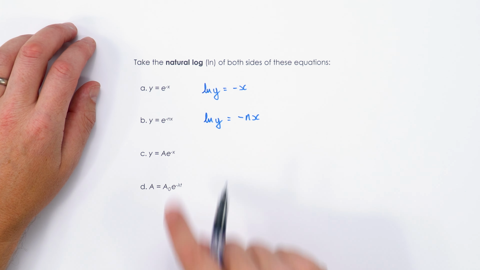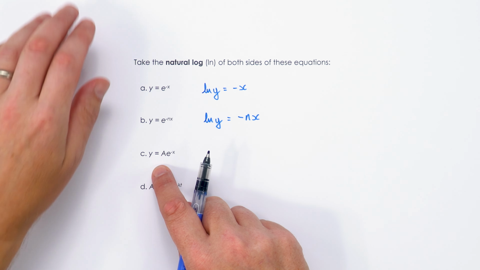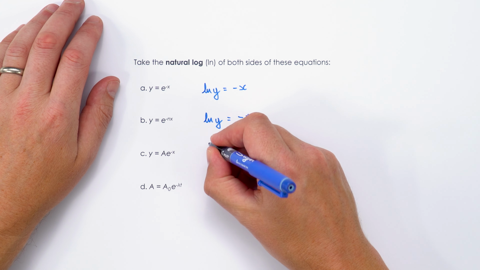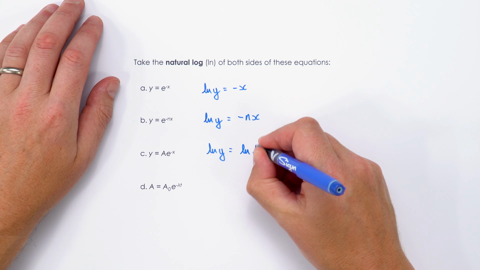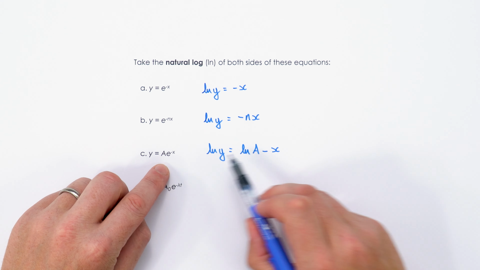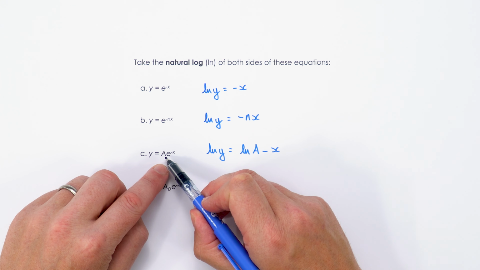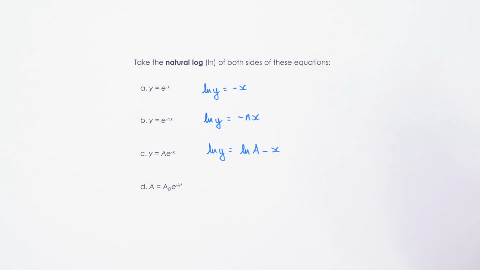And then we're going to do the same again for this one. Now we've got the letter a, which just stands for some kind of constant in front of this. So we can say that the natural log of y is equal to the natural log of a minus x. So what we've done here is we've just taken the natural log of a, and then we've got the natural log of e to the minus x, which is just minus x.